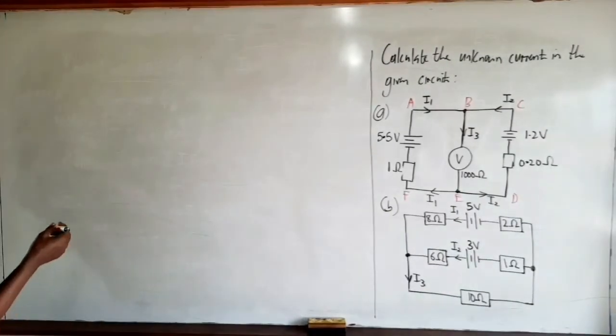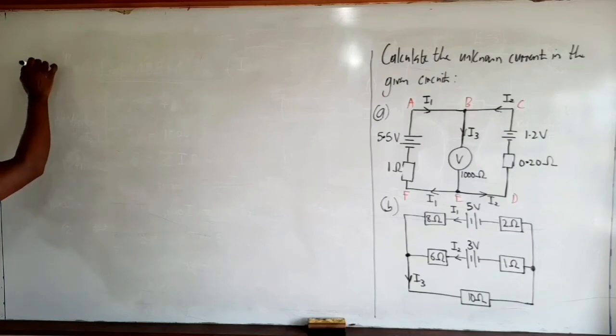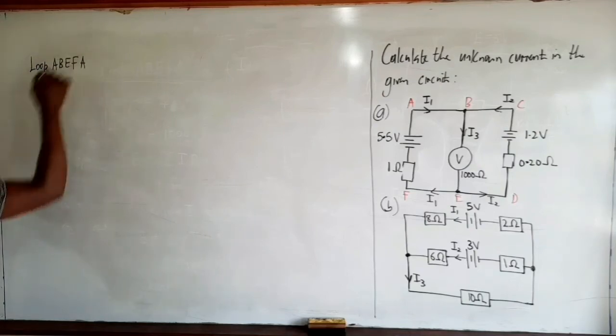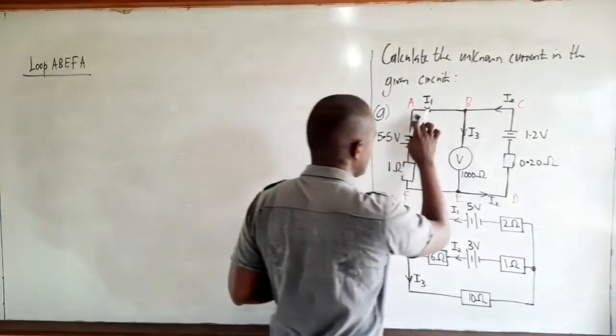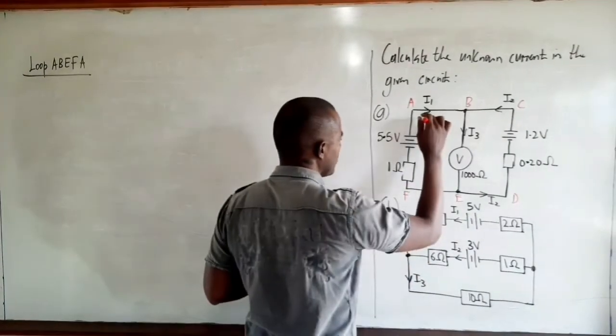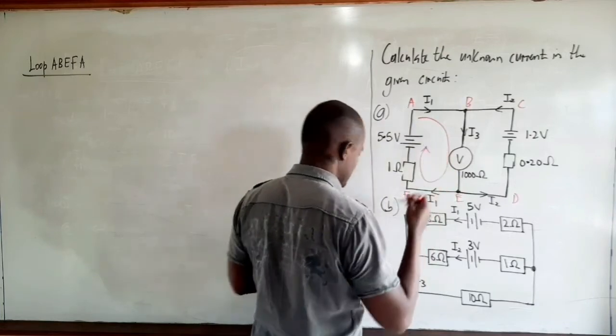So we're going to traverse loop A, B, E, F, A. So closed loop, we started A, B, E, F, A. So that means we're going around this loop, or we're traversing this loop in a clockwise direction, right?